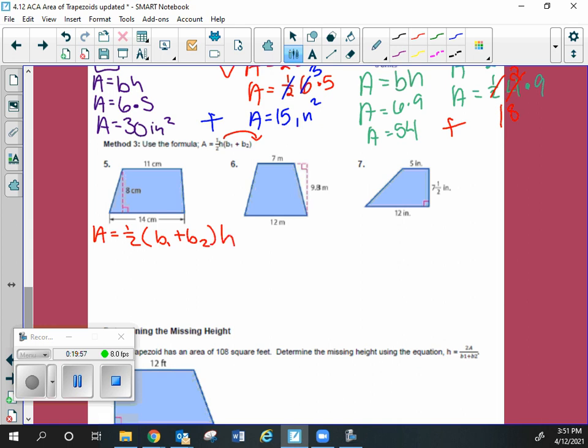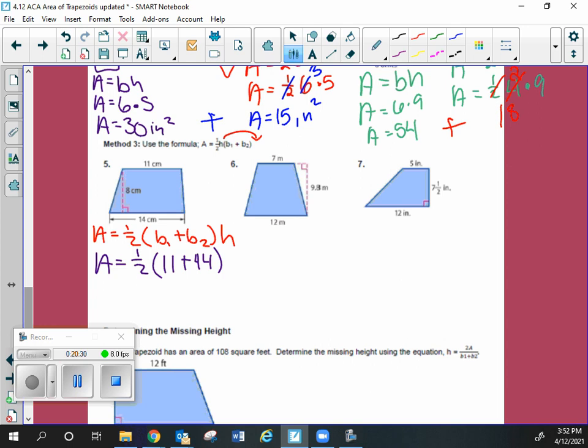Formula, substitute, and solve. What did we say had to be true about the 2 bases? They have to be parallel. Parallel. So what 2 values are parallel in that trapezoid? 11 and 14. Do we agree or disagree? Agree. Okay, so let's substitute in those values. My area is 1/2. Does it matter which one's which? No, I could put 11 plus 14 or 14 plus 11, it's going to give me the same thing.